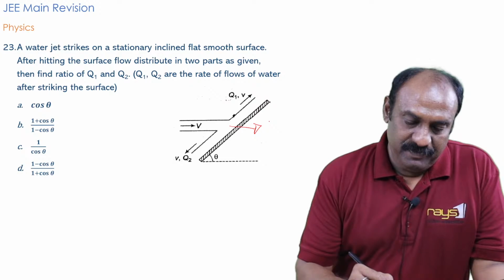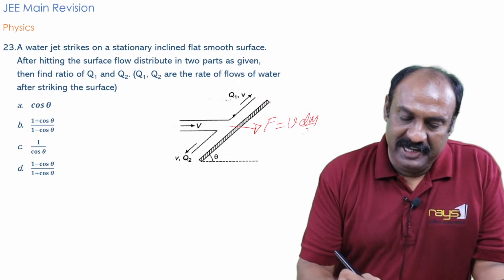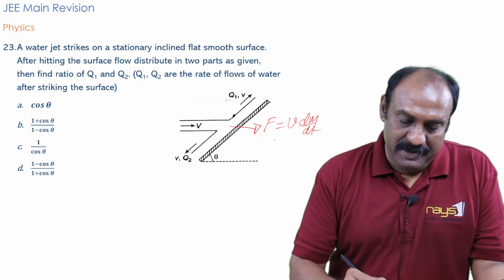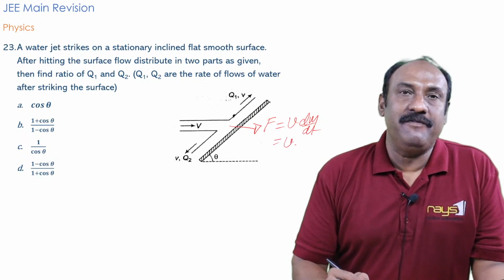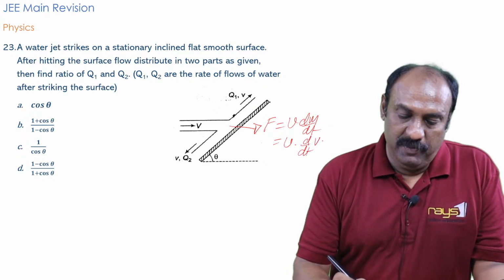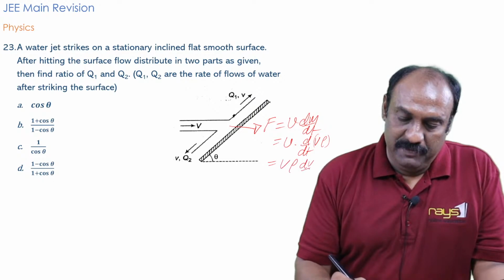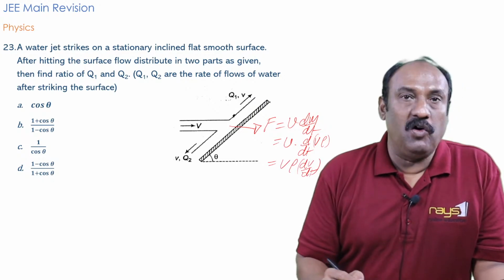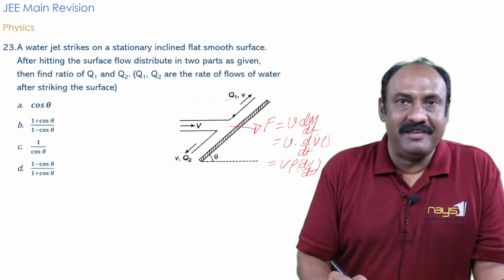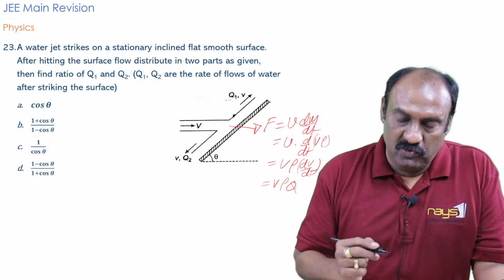It is F equal to V into dm by dt. V into dm by dt, that is equal to V into dm value. So d by dt of mass is volume into density, so that equals V rho into dV by dt. But the rate of flow dV by dt is represented as Q according to the given data. So V rho into Q.